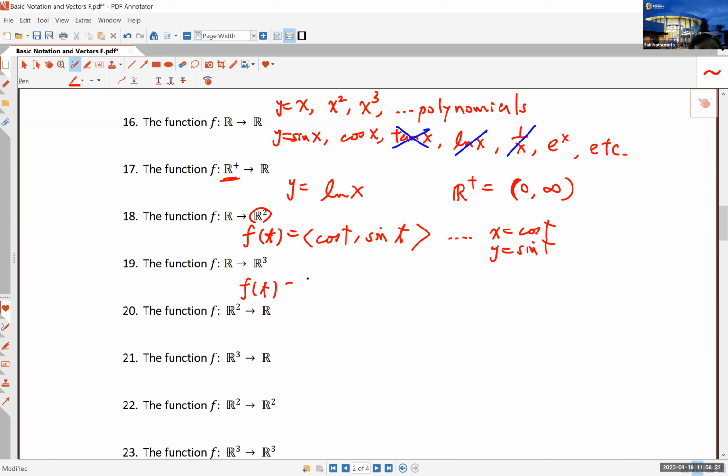We'll be talking about vectors in a minute. You can add another component, the z component, and this will be a function from R to R3, right? And so that's also a possibility. We'll be studying these things in chapter 3.